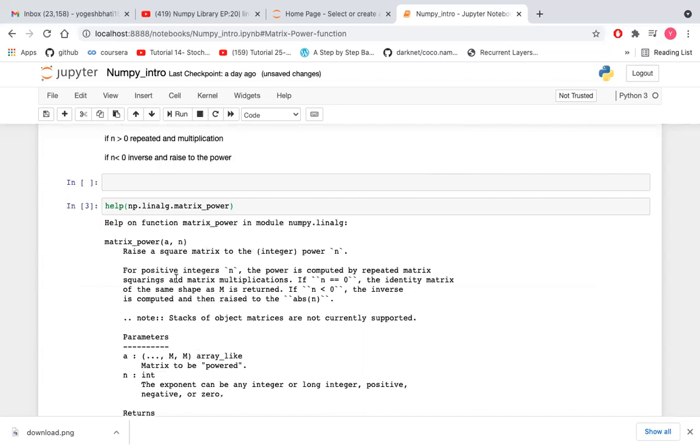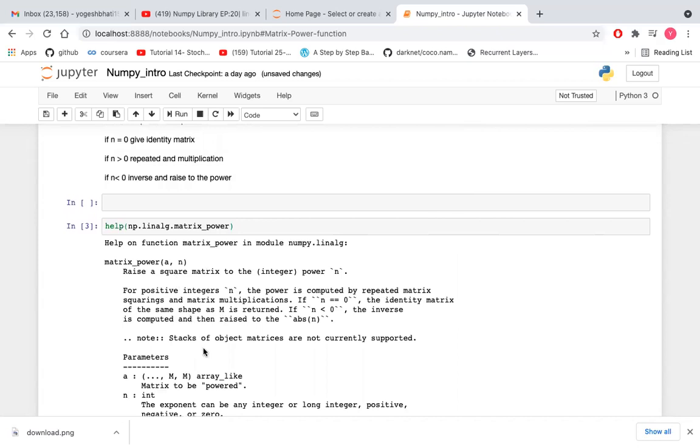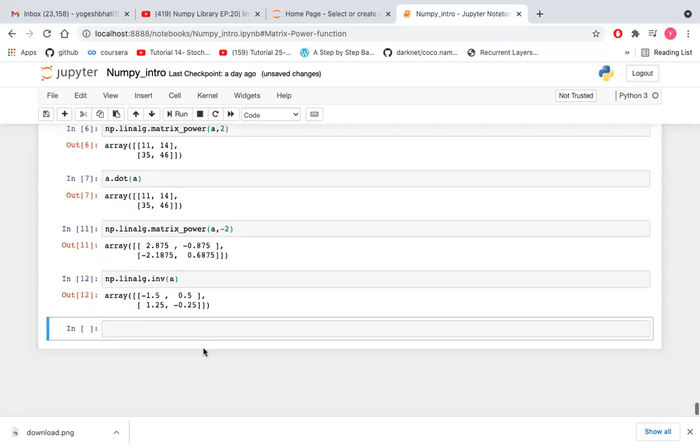And what is the syntax used in the matrix power function? It's a linear algebra function. So how to do the matrix power function is very necessary to understand.